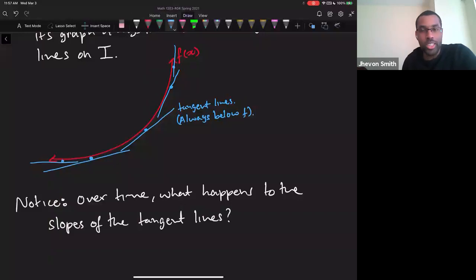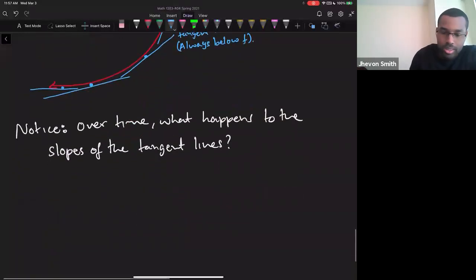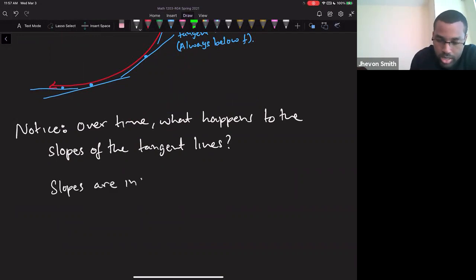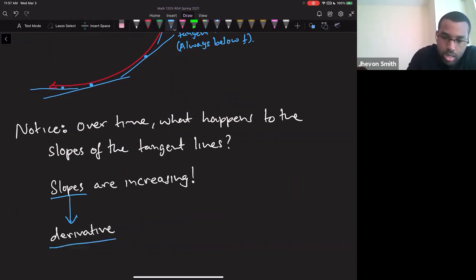But we do know a function that tracks the slopes. That's the derivative, right? So slopes are increasing. But remember, slope is just a synonym for derivative. This means derivatives is an increasing function.